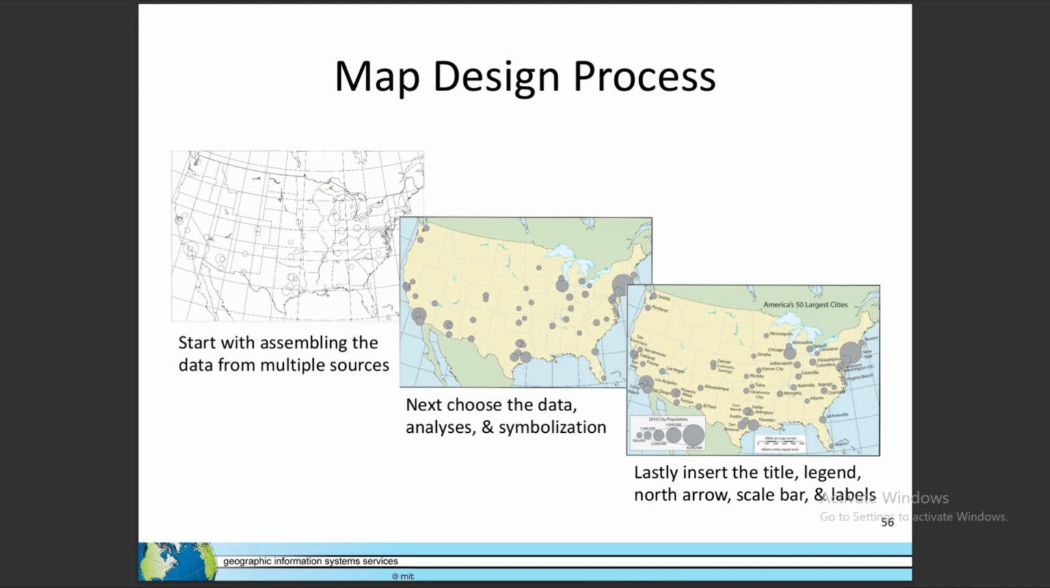How should they be colored? What classification method? What analysis needs to run? The map starts to take shape.